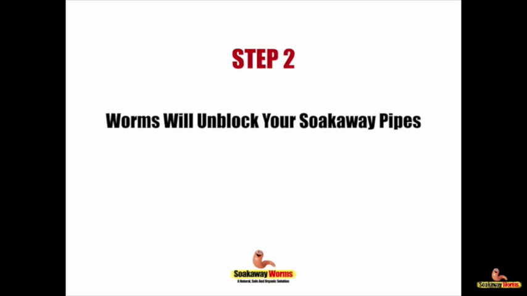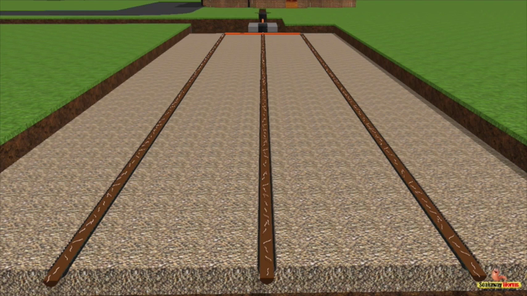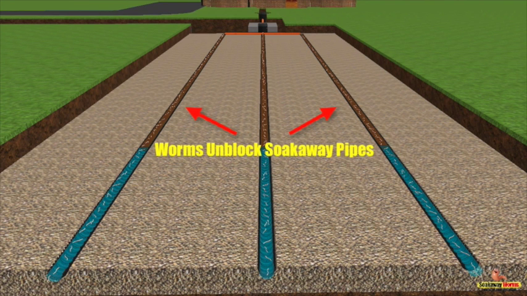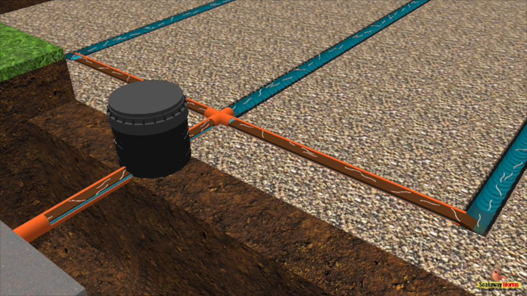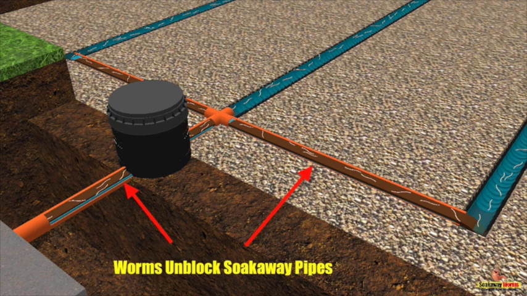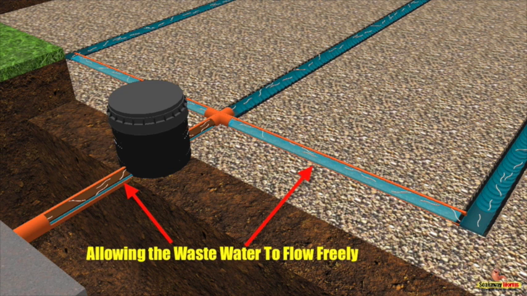The soakaway worms will unblock your entire soakaway system. Once the worms are in the soakaway pipes, it's then that they really start to work their magic. Very quickly, these worms will start to eat that sludge, unblocking and clearing the soakaway pipes, allowing that wastewater to flow freely once more, working their way back through that sludge, eating it and clearing it all the way back to the septic tank.